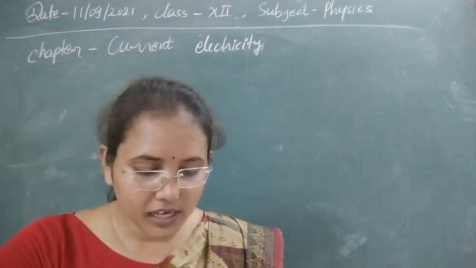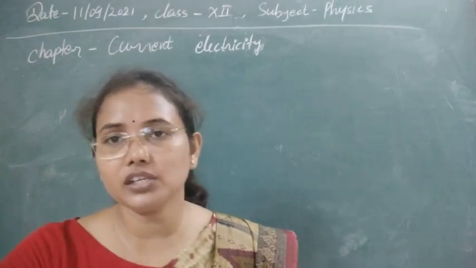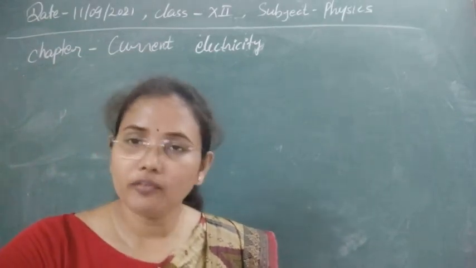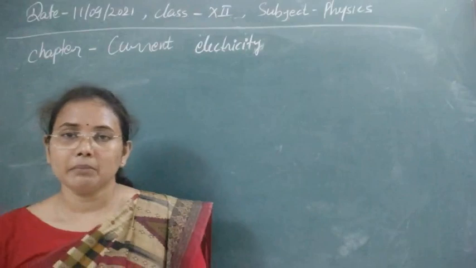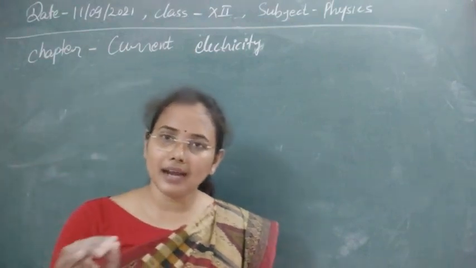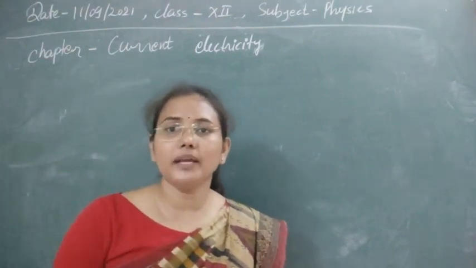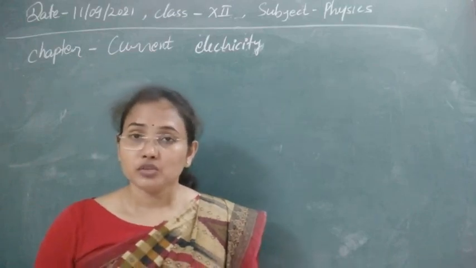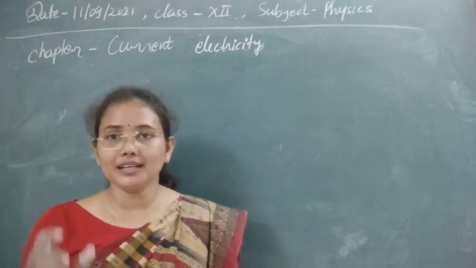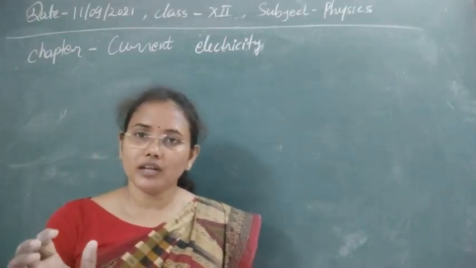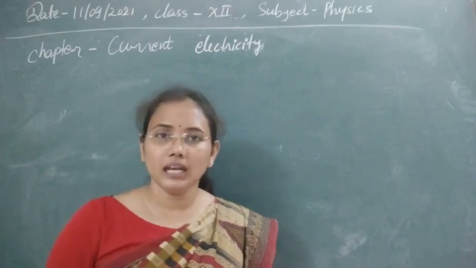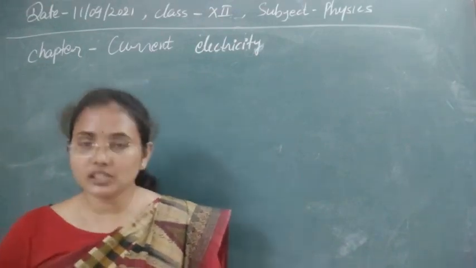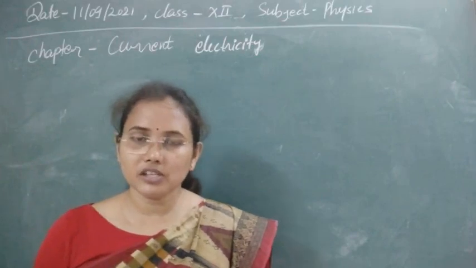As you know, Kirchhoff's first law is the junction rule. And the junction rule is for the current. It means all the currents entering the junction are equal to the current leaving the junction. So we are talking about the conservation of charge there. Whatever charges enter, they will leave from there. So Kirchhoff's first law is the conservation of charge.